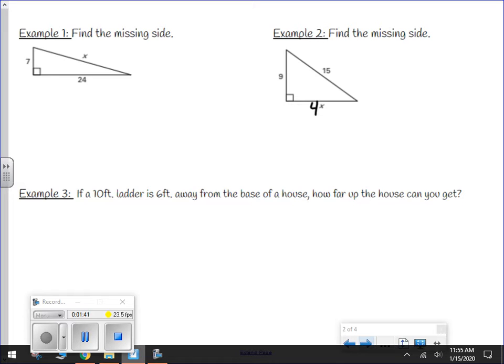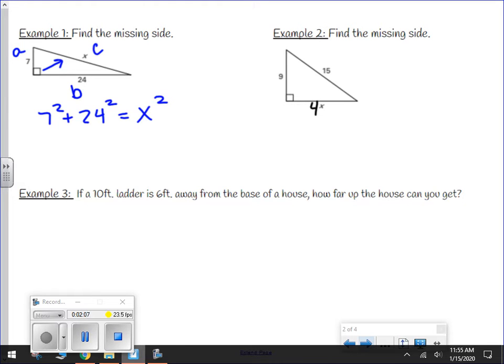All right, now that you've tried the first three examples, we'll go through them. 7 is A, 24 is B. Now, 7 could have been B and 24 could have been A. It doesn't matter. What matters is that the C is the hypotenuse because it's opposite of the 90-degree angle. So if I do my A squared plus my B squared equals my C squared, that's the equation I'm setting up.